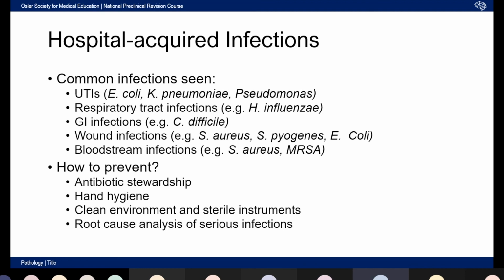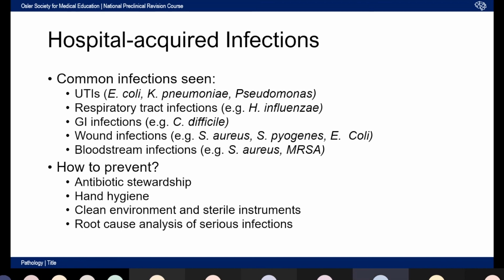So UTIs, respiratory tract infections, gastrointestinal infections, especially C. difficile, wound infections, and also bloodstream infections and sepsis. Also, it's important, viruses are also a huge cause of hospital-acquired infections, but I've not included them here as it's a lecture on bacteriology.